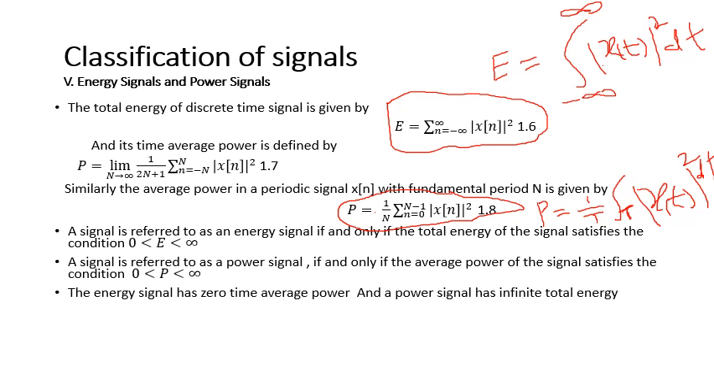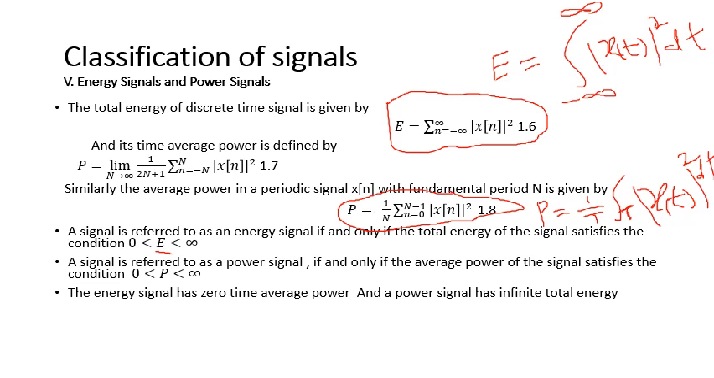Then we say what is a power signal or what is an energy signal. By definition, any signal is said to be an energy signal if it has energy which is greater than 0 and less than infinity. In other words, a signal is an energy signal if it has non-zero finite energy. If the energy of a signal is 0, or if the energy is infinity, this signal cannot be called an energy signal, because it must have non-zero finite energy.